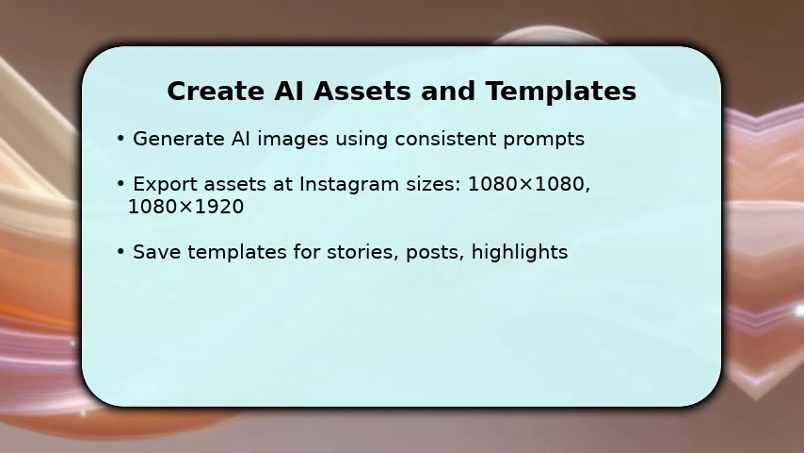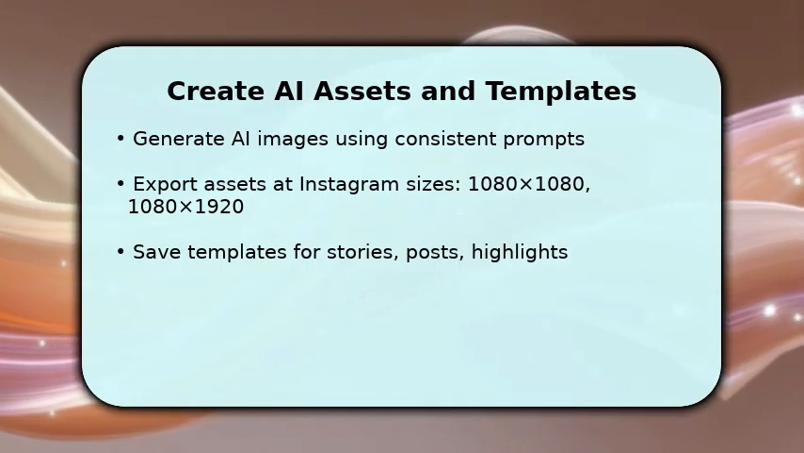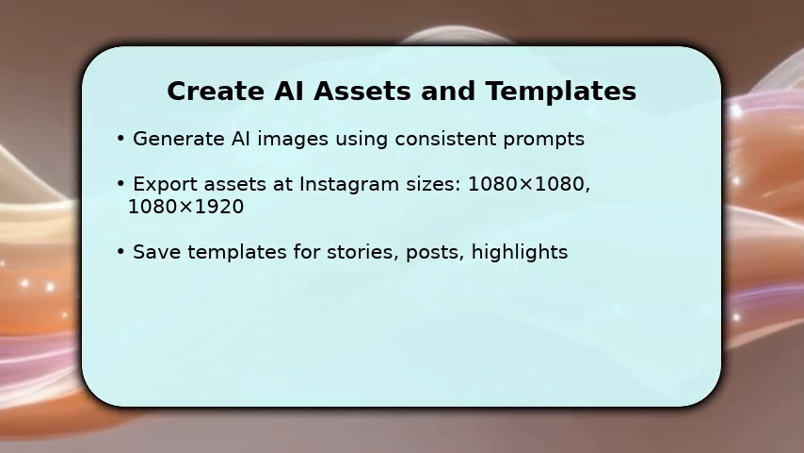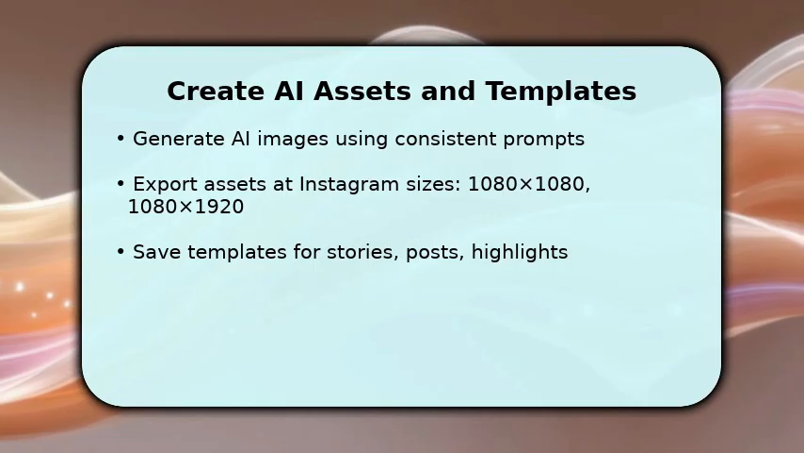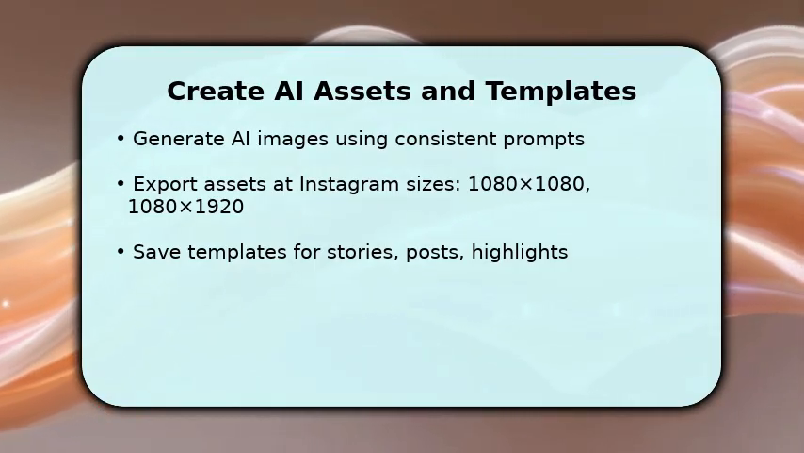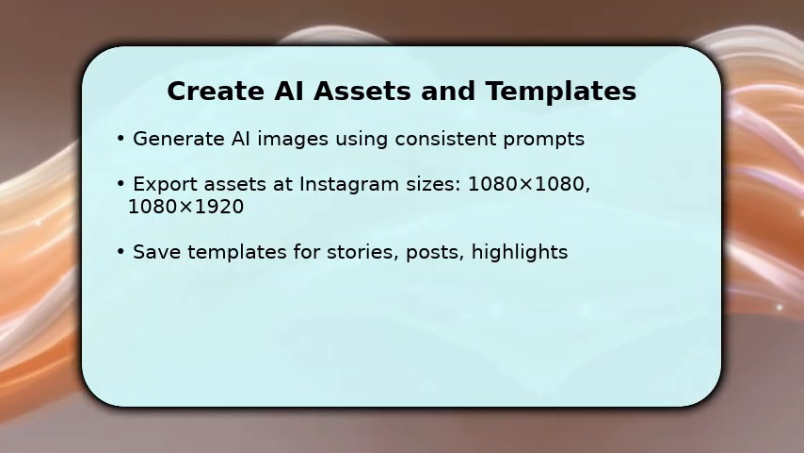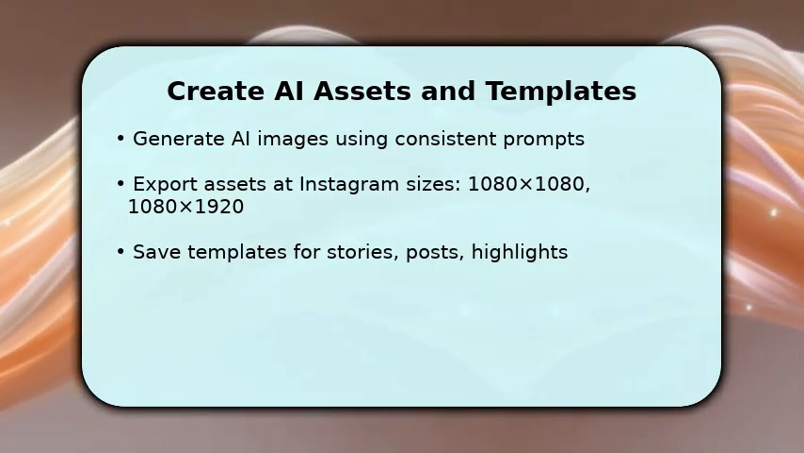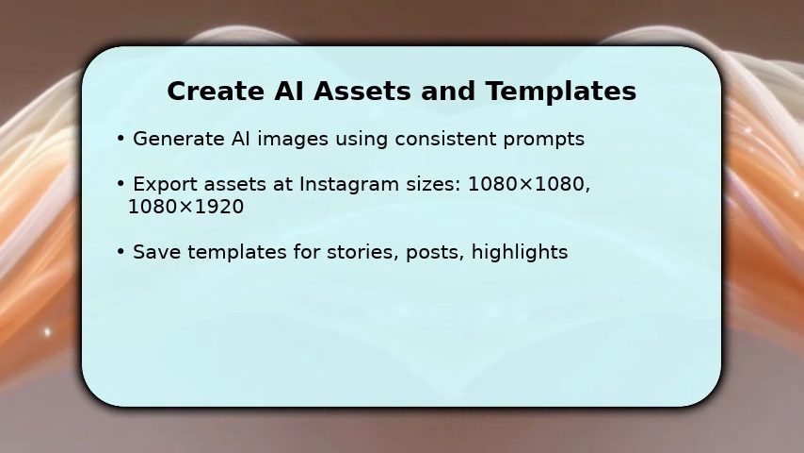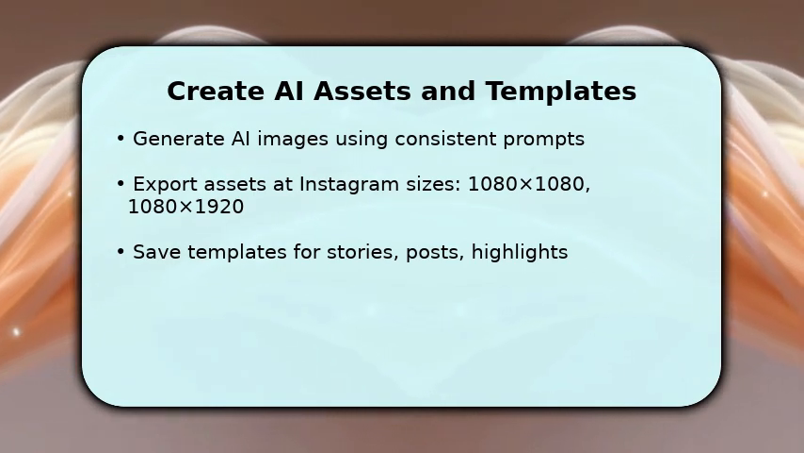Once you have outputs, export them at Instagram sizes like 1080 x 1080 for posts and 1080 x 1920 for stories so they display sharply. Then build simple templates, one for feed, one for stories, one for highlights, so you can batch produce content quickly. After that, organize files in labeled folders so you can reuse and tweak prompts.